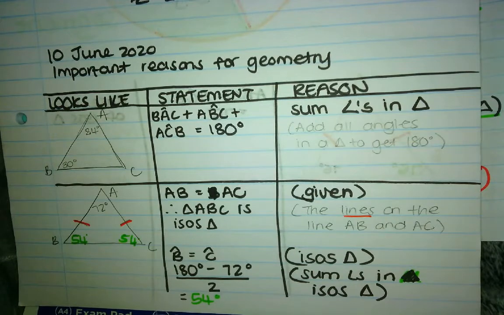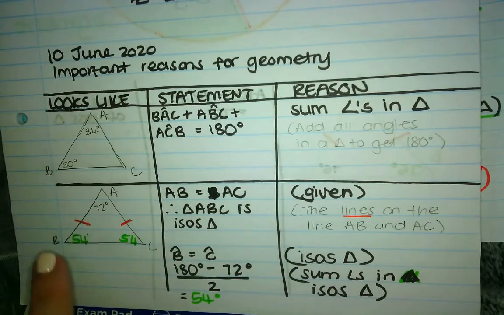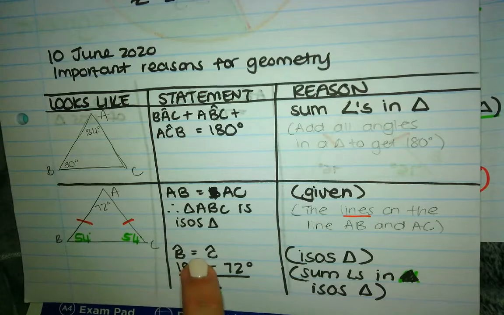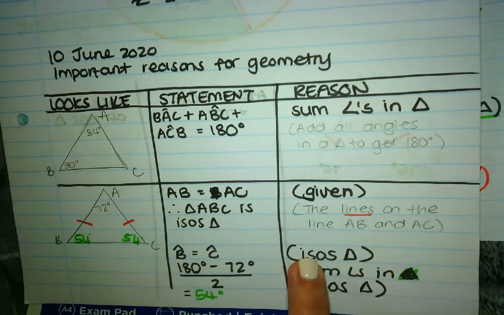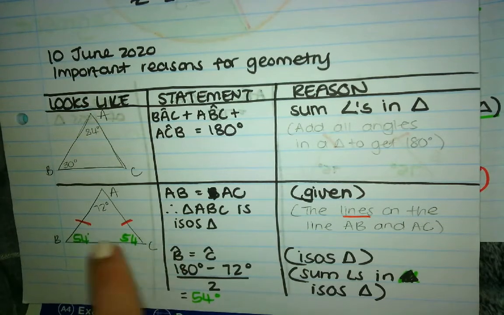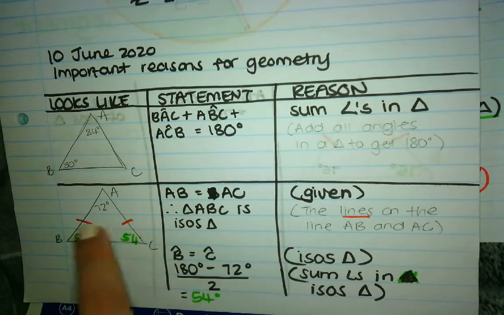And then you're going to say, if they're equal, then it is an isosceles triangle. Because of that, angle B is equal to angle C, because it's an isosceles triangle. So because it's an isosceles triangle, you put them equal to each other. That's only if they give you the lines.